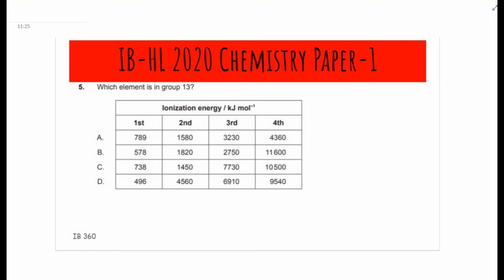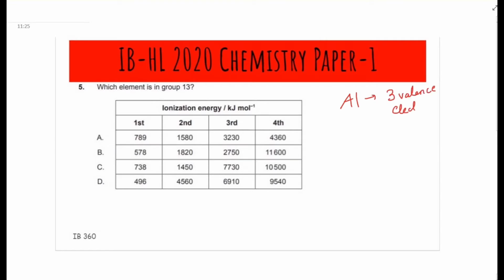So let's move on to question 5. In this question, we need to identify which element is in group 13. It's again a fairly simple question. To solve this question, let's just pick up any element that's in group 13. Let's say aluminium. Aluminium has 3 valence electrons.